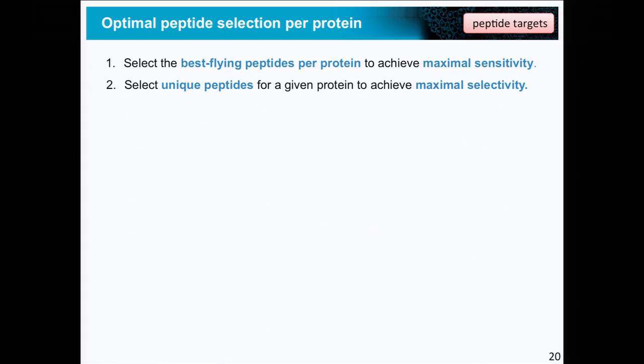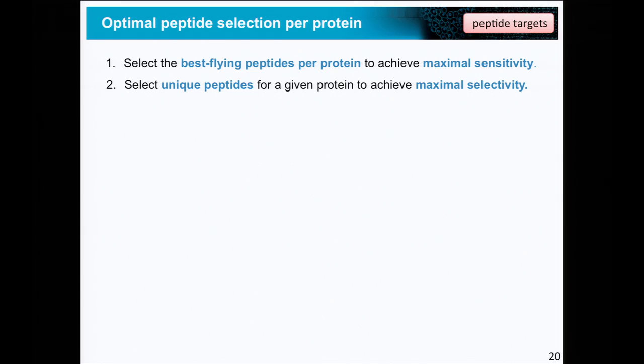The first one is they want to try to select those peptides that are the best flying, mass spectrometrically best flying peptides. So the most intense peptides that a protein forms, because then you can be maximally sensitive. When you select those ones, they will give you the highest signal. You will be maximally sensitive in your measurement. And then they also try to select those peptides that are unique for a given protein within a proteome, because then you will be always selective for this one target protein that you are interested in.